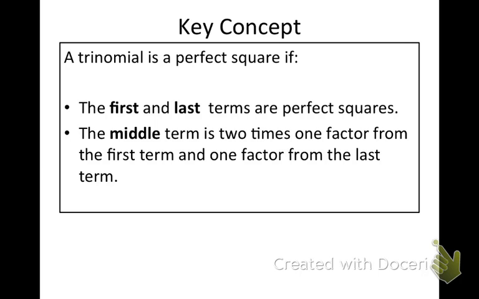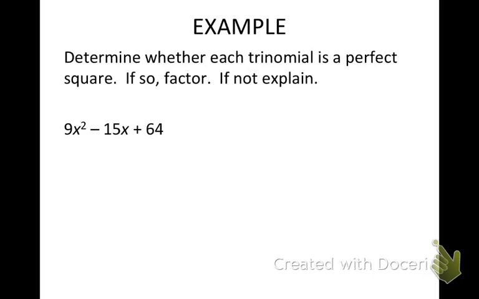Okay, so let's see what this looks like. I'm going to give you a trinomial, and we're going to decide whether it's a perfect square or not. So write the following down. 9x squared minus 15x plus 64. We're going to decide, is it a perfect square trinomial or not? First check off. Are the first and last terms perfect squares? Yes. Okay, well that was easy to see. Now we have to check the middle term. So the easiest way to think about it is, what's the square root of 9? 3. The last number is 64. The square root of 64 is 8.